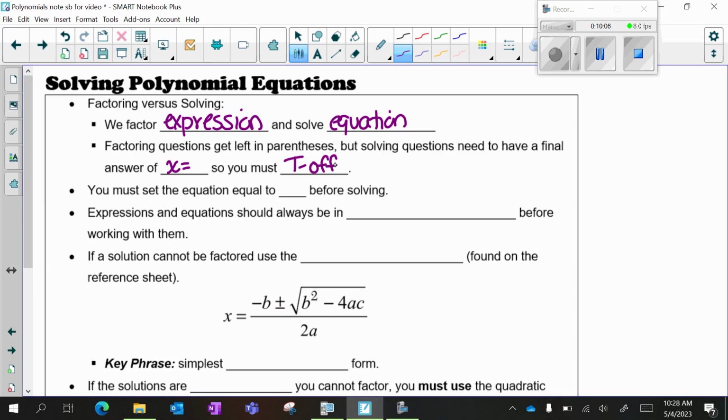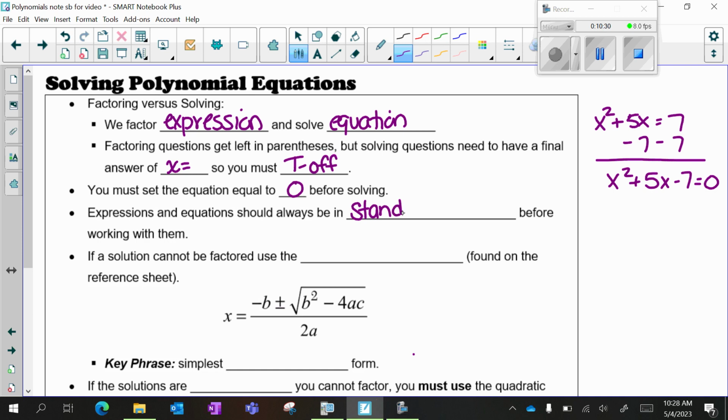Whenever we are solving, we always want it equal to 0 first. So if it's something like x squared plus 5x equals 7, before I can factor, before I can use the quadratic formula or do anything else, I always want to set it equal to 0 to start. And that's true whether it's quadratic, cubic, doesn't matter. Expressions and equations should always be in what we call standard form. So just like you want it to be equal to 0, you want it in standard form.